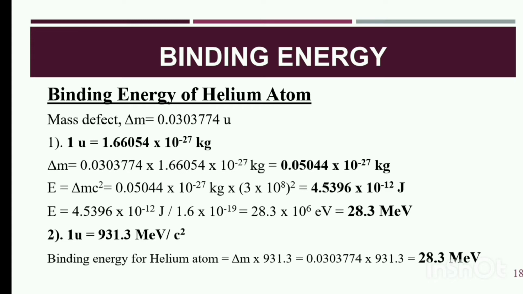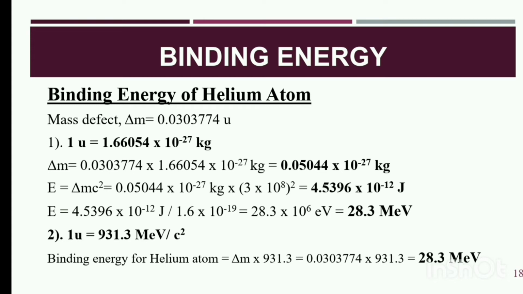Now, instead of doing all of these steps, there is a shortcut. There is a direct conversion factor. We can directly convert mass in atomic units to mega electron volts by just multiplying it by 931.3, and the conversion factor is 1 u is equal to 931.3 mega electron volts per c². So if you directly multiply the mass defect, that is in atomic units, by 931.3, you will get the binding energy directly in mega electron volts, and that's what I have done.